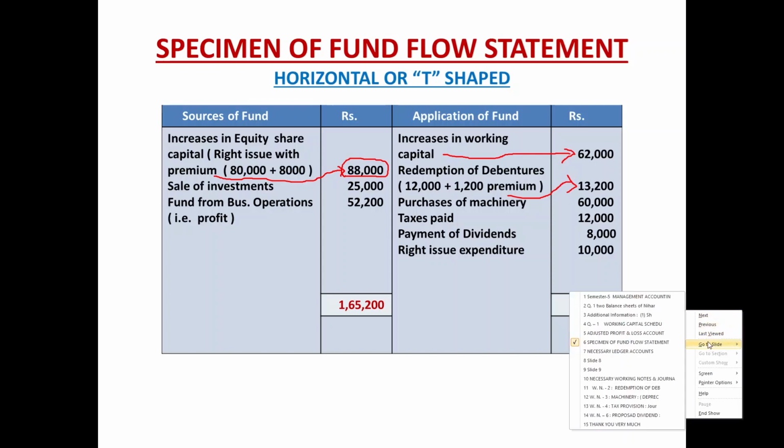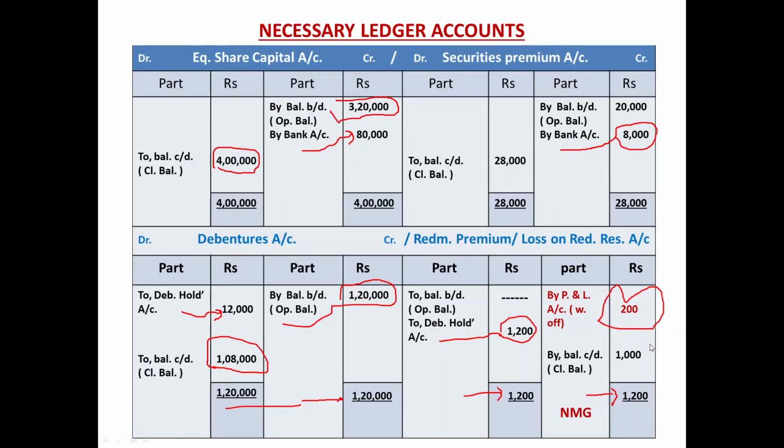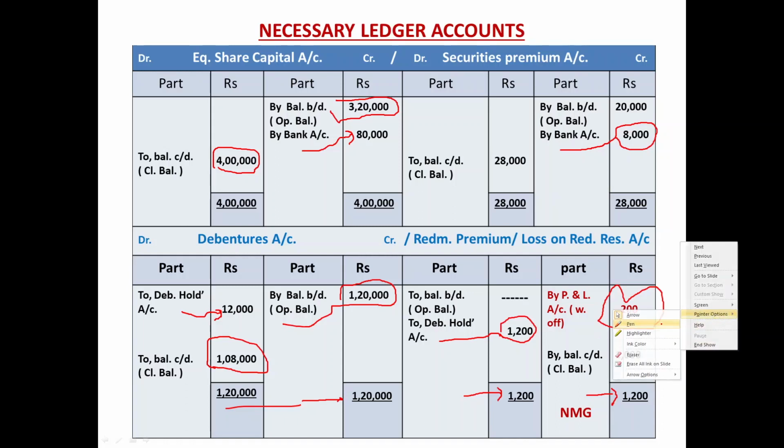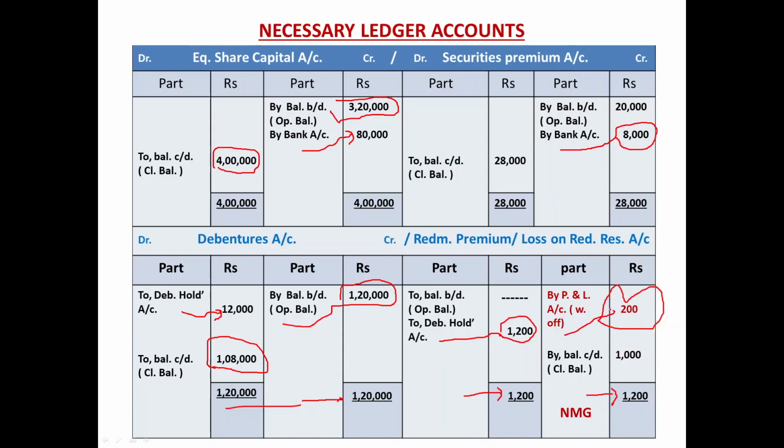Third ledger account that we closed was redemption premium. Over here, the amount that has been written off, rupees 200, to profit and loss account. See the nature of this transaction. By debiting it to the profit and loss account, company has reduced the profit of the current year. But neither is it a cash transaction nor is it an operating transaction. So neither cash, meaning non-cash, nor operating, meaning non-operating.